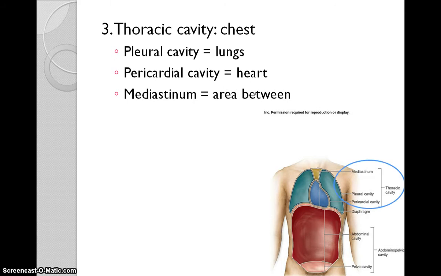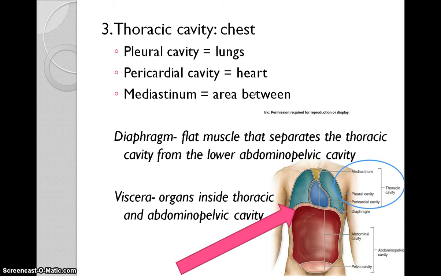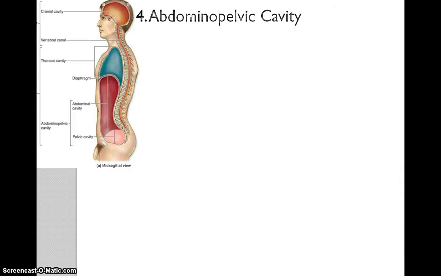There's the thoracic cavity in the image. One other thing to point out here is now we would be reaching the area called the diaphragm. This is a flat muscle that separates the thoracic cavity from what we see below, which is called the abdominal pelvic cavity. All of the organs that we see inside the thoracic and the abdominal pelvic cavity together are known as viscera. So we also sometimes talk about visceral as being kind of a gut response. So that's where that term comes from.